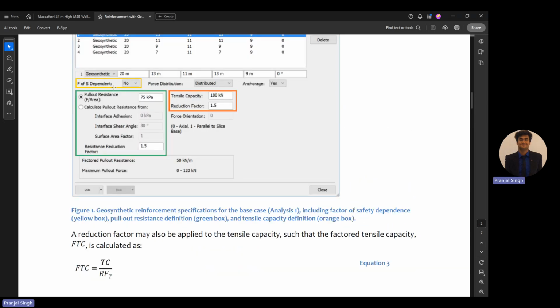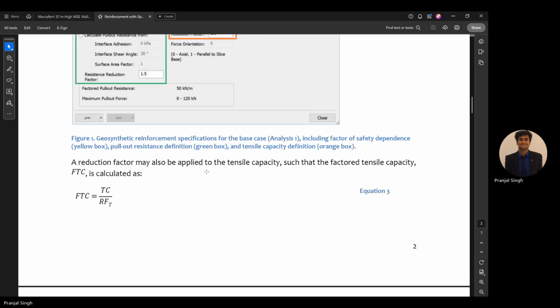There is an option of factor of safety dependent, which means that this reduction factor is used if it is independent of the factor of safety. Otherwise, if it is dependent on the factor of safety, this value will be equal to the factor of safety that you have calculated.